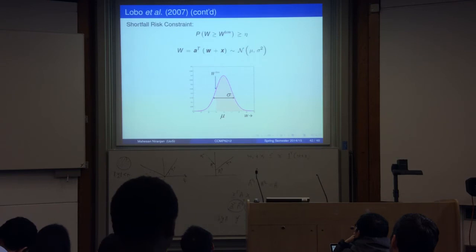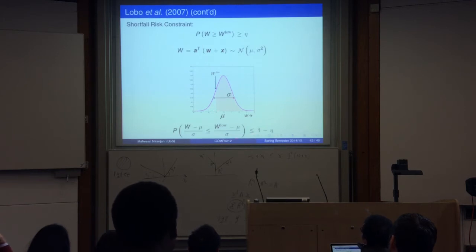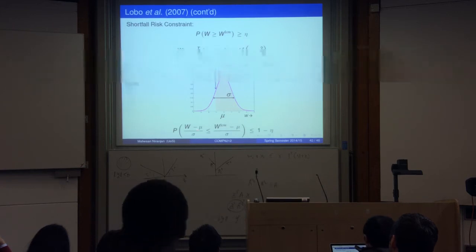Okay, let's see how this translates algebraically. I can rewrite this one apparently in this way. Okay, so let's see if this is true. So what I have is wealth being greater than W.